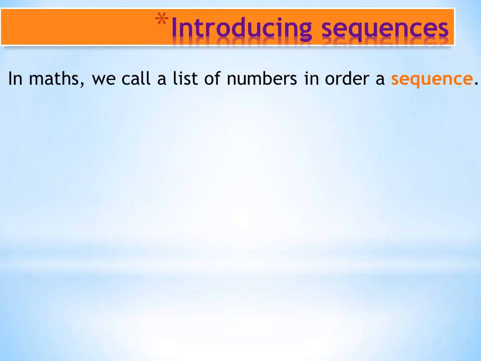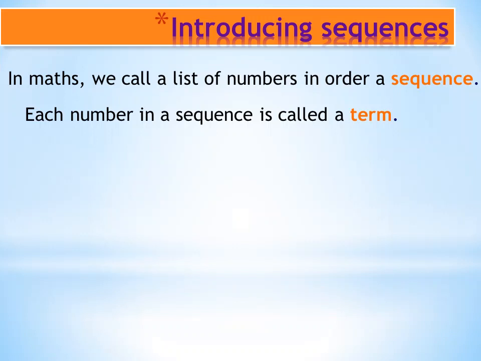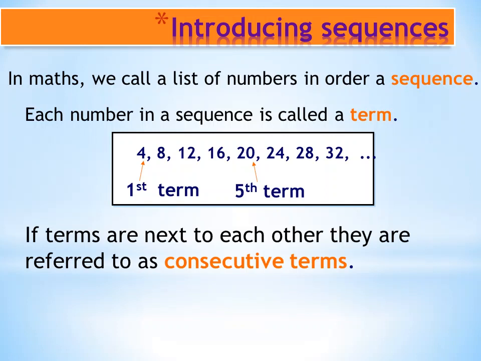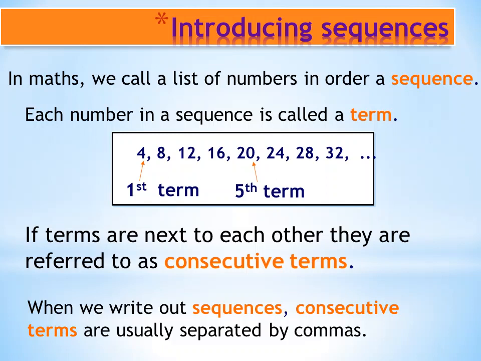Now introducing sequences. In maths, we call a list of numbers in order a sequence. Each number in a sequence is called a term. Look at this sequence: 4, 8, 12, 16 and so on. The 4 is the first term and the 8 is the second term, and so on, and 20 is the fifth term of this sequence. If terms are next to each other, they are referred to as consecutive terms. When we write out sequences, consecutive terms are usually separated by commas.